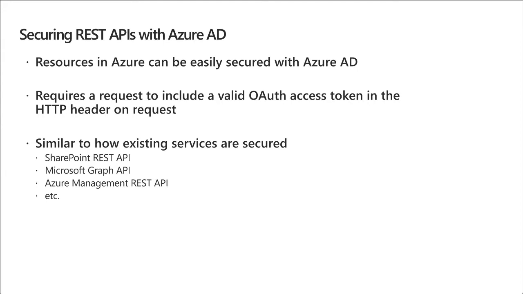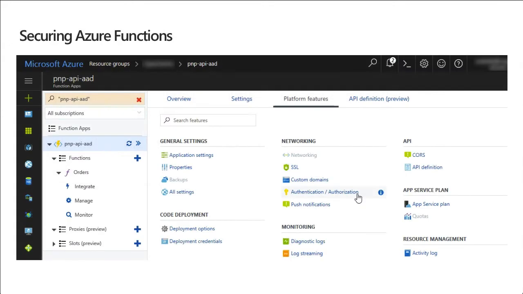Now, when you enable this, it's going to require the request to that endpoint to include a valid OAuth access token in the HTTP header of that request. It's going to have an authorization header. And this is how a lot of existing services already are secured, like the SharePoint REST API, the Graph API, and the Azure Management REST API, just to name a handful.